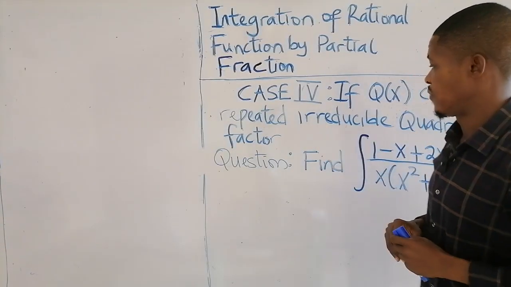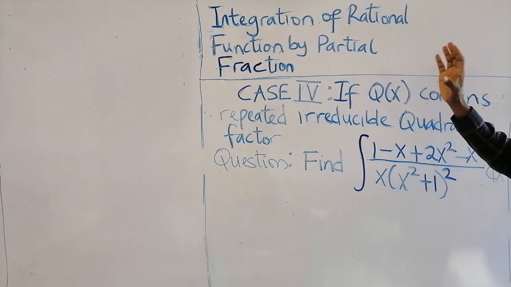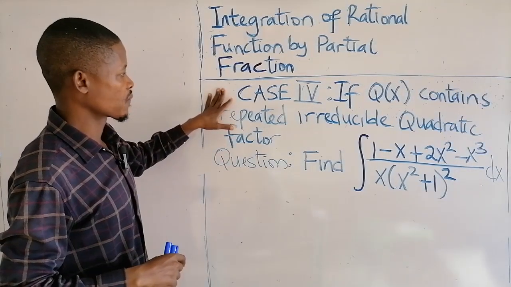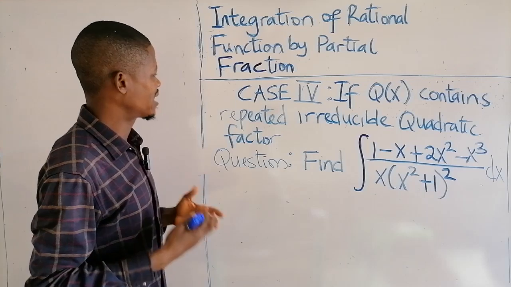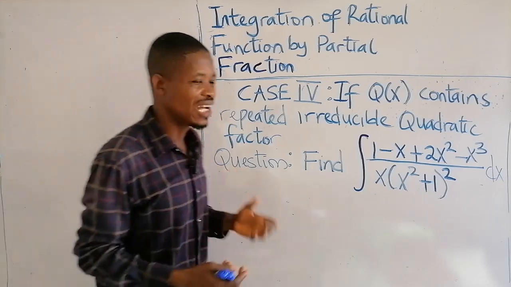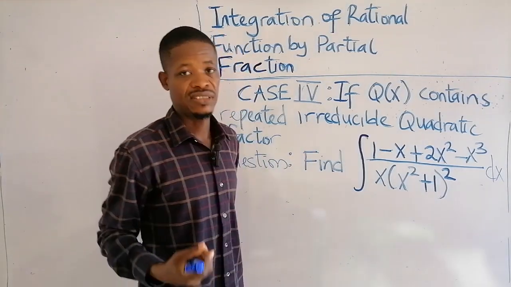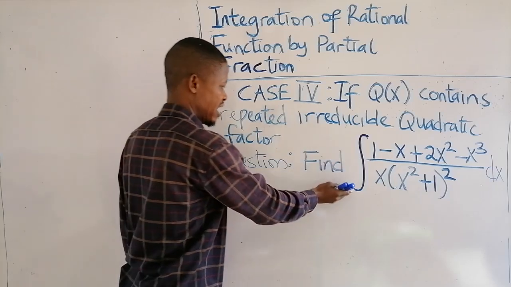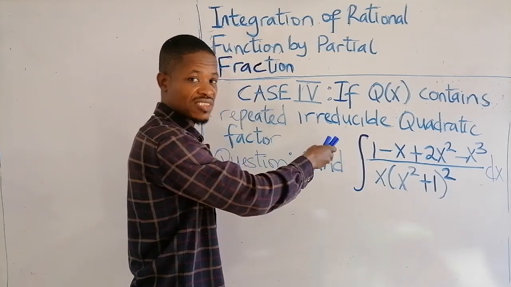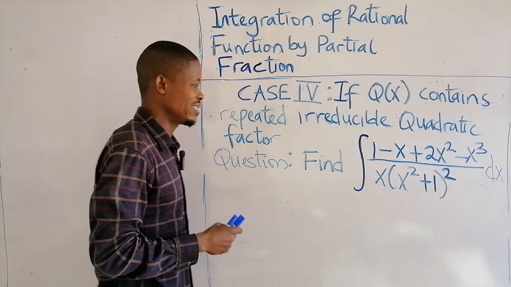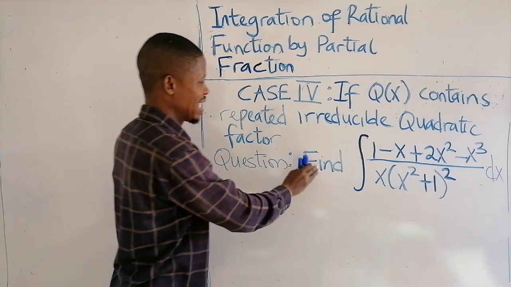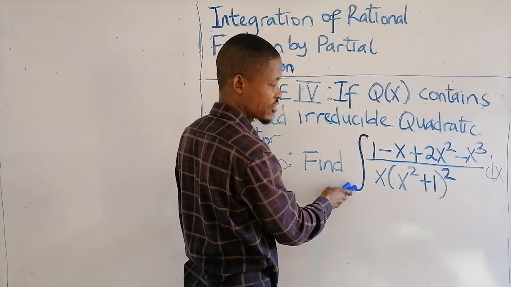We are looking at this question, and this is case 4. What happened in case 4? Case 4 is a case of having a repeated irreducible quadratic factor, and we have a question here to explain that. If you look at the question, we have to find the integral of this fraction.